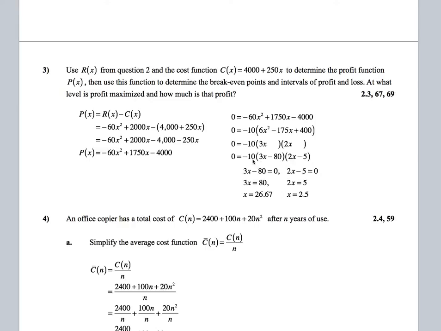Now, since negative 10 is not going to affect whatever the solutions are here, I set 3x minus 80 equals 0 and 2x minus 5 equals 0 and solve from there. And my two break-even points then are 26.67 and 2.5.